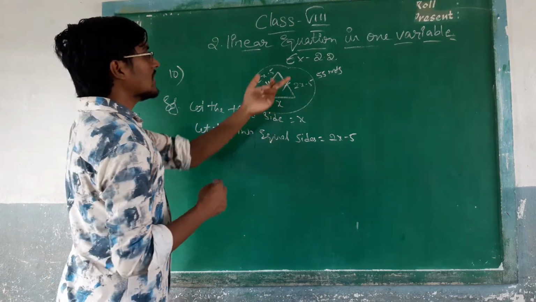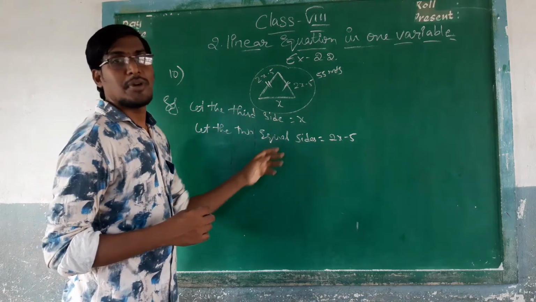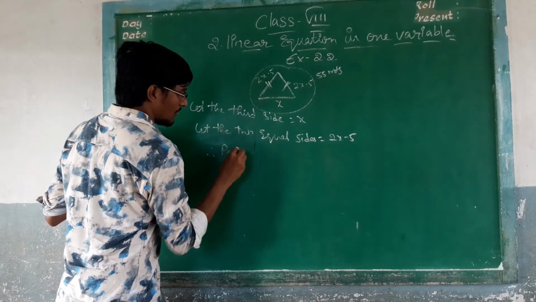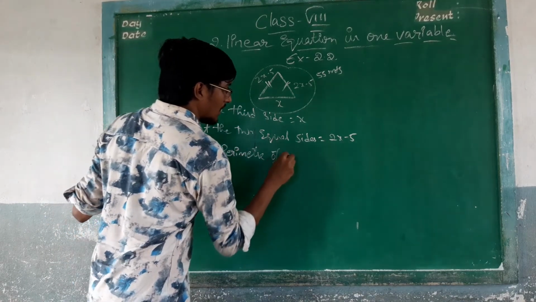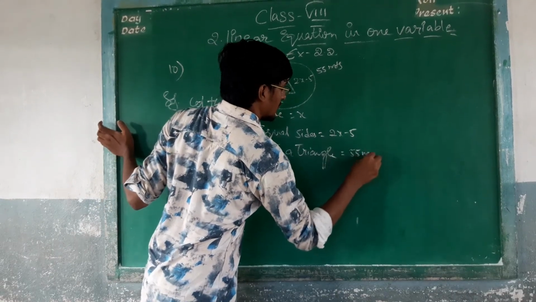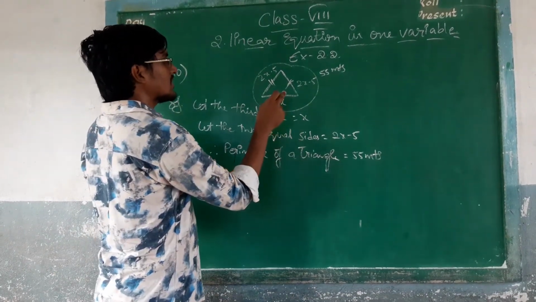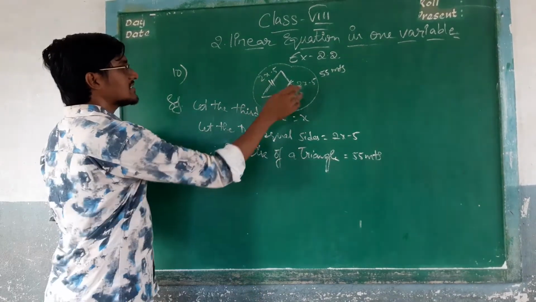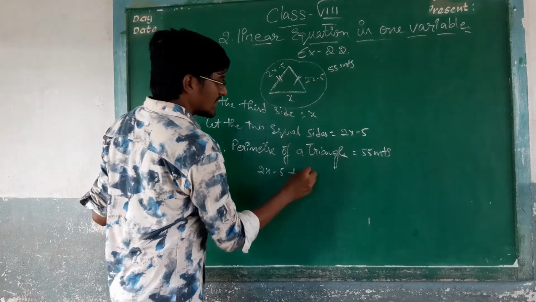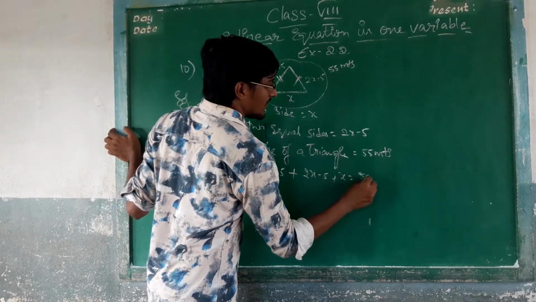Now we have given that the perimeter of a triangle equals 55 meters. So what is the perimeter? The perimeter of a triangle is the first side plus the second side plus the third side. So what is the first side here? 2x minus 5, plus the second side, 2x minus 5, and the third side is x, equal to 55.